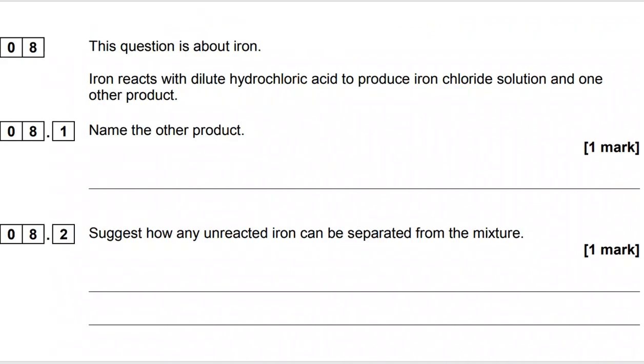So if we go back to the beginning, a question about iron. Iron reacts with dilute hydrochloric acid to produce iron chloride solution and one other product. So you have got to remember that a metal and an acid will make a salt and hydrogen. It's one of the general equations that you simply have got to know. Suggest how any unreacted iron could be separated from the mixture. Well, this is essentially asking how you can remove any solid impurity, and you do that using filtering or filtration.